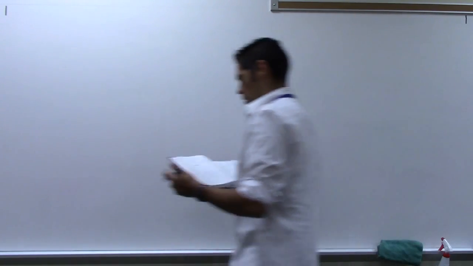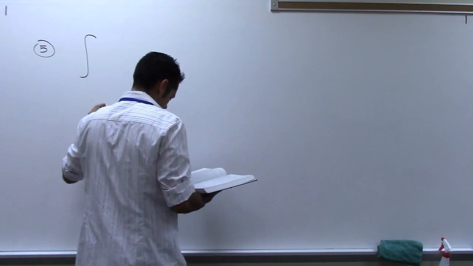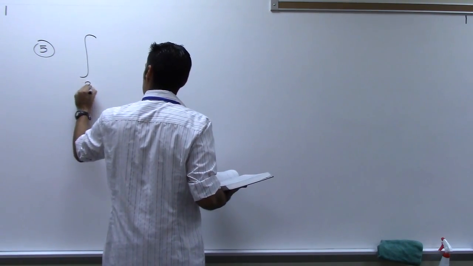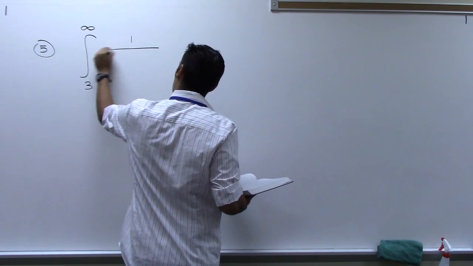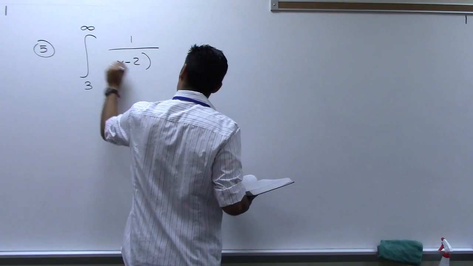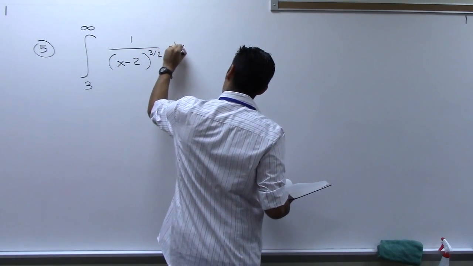All right, so the first problem that we'll do, number 5, is the integral from 3 to infinity of 1 over (x minus 2) raised to the 3 halves dx.